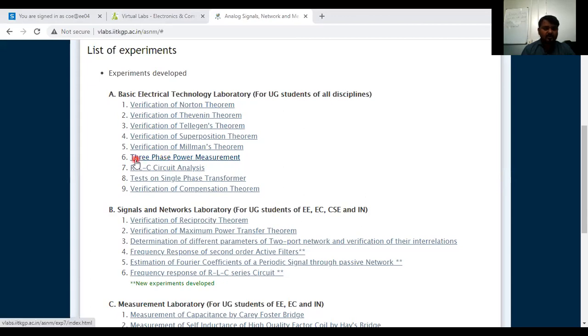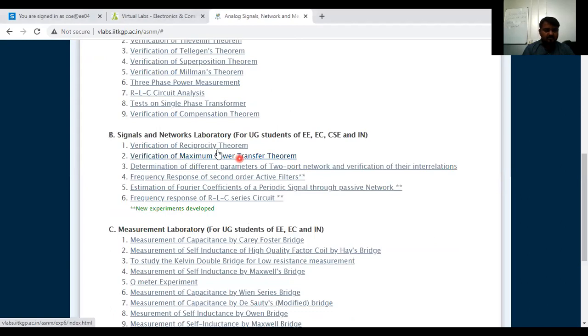We will do it here. And other than this, the single-phase transformer you can also do. Verification of compensation theorems you can do. Some signals verification you can do. Maximum power transfer theorem, reciprocity theorem, all these things we are going to do here. RL circuit, RLC circuit, and all.